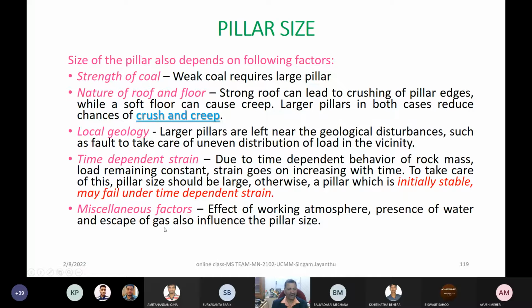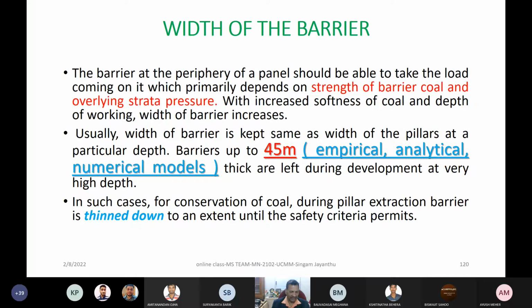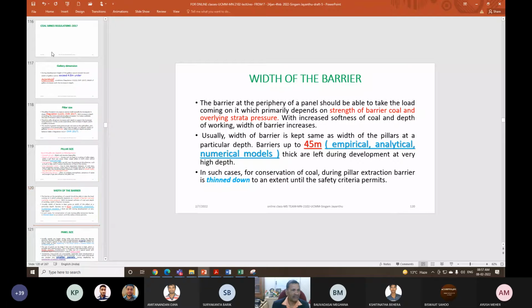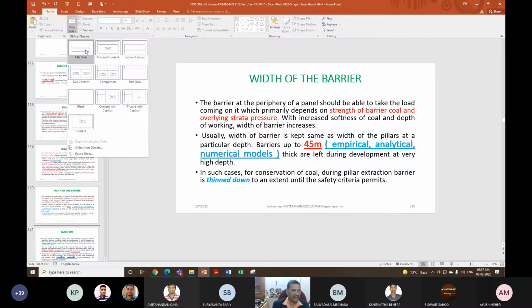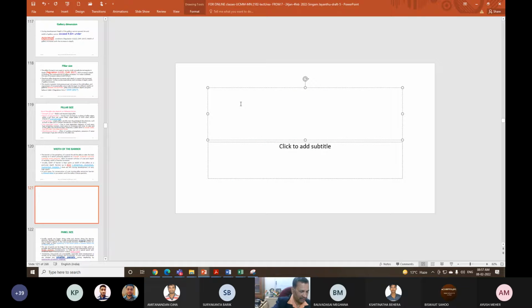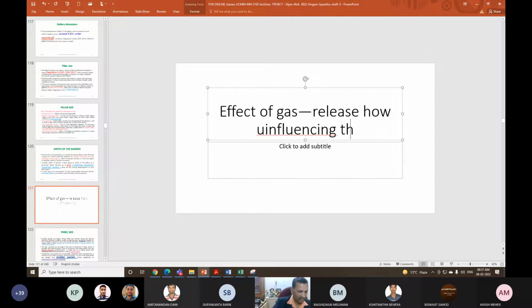So my question to you is, how is this escape of gas influencing the pillar size? Now you note down and you can answer at the end, with your own ideas, whatever you can think of. Now continuing further, here itself I am writing so that you should not forget. Otherwise, you have to remind me in between also. This is the effect of gas or its release, how it influences the pillar size or its stability, whatever it is. Don't worry about the spelling mistakes.